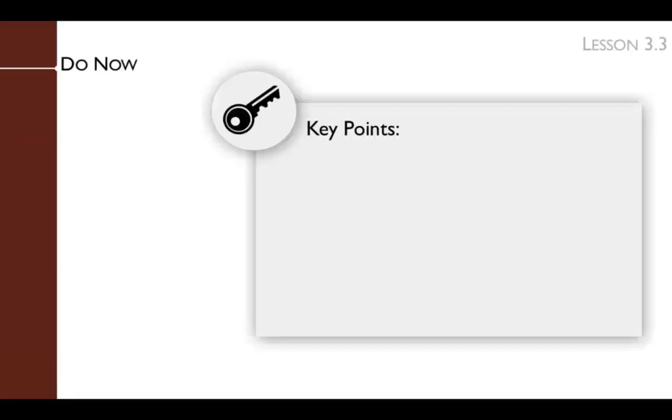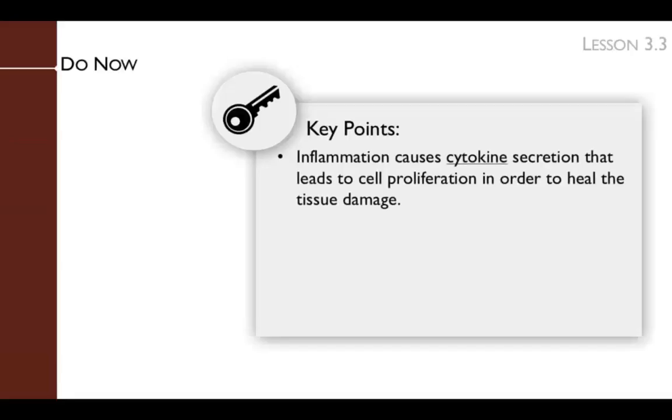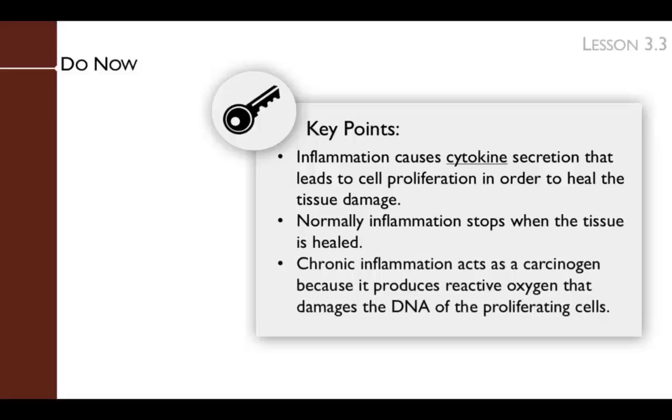The key points of the do now are that inflammation causes cytokine secretion that leads to cell proliferation in order to heal the tissue damage. Normally, inflammation stops when the tissue is healed. Chronic inflammation acts as a carcinogen because it produces reactive oxygen species that damage the DNA of the proliferating cells.